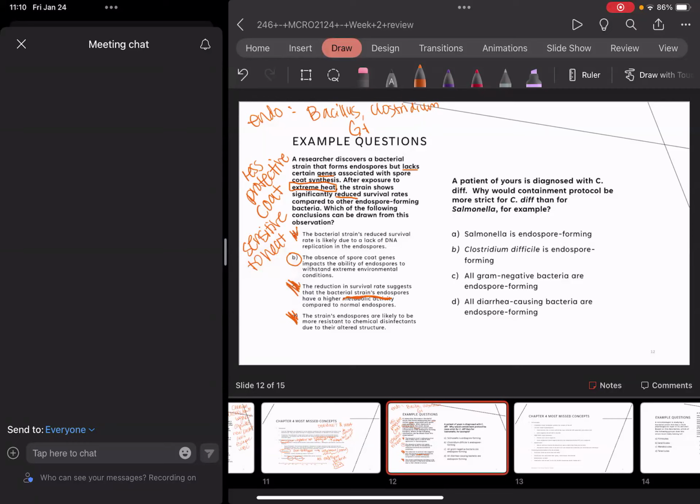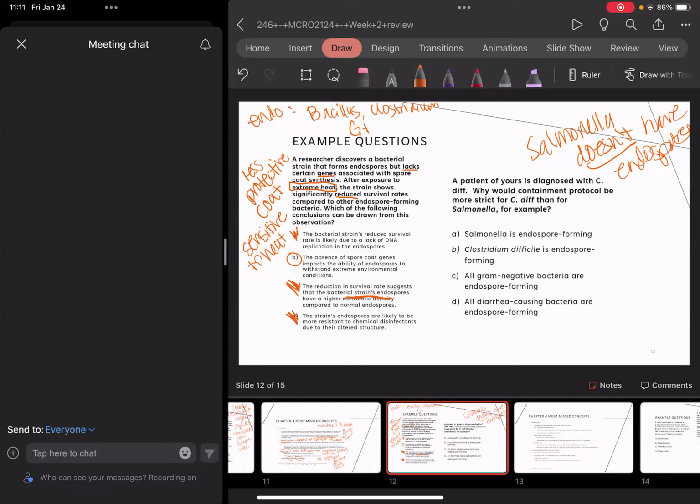All right, our next question. A patient of yours is diagnosed with C. diff, Clostridium difficile. Why would containment protocol be more strict for C. diff than for Salmonella? So we already know endospores, your Bacillus or your Clostridium. So does Salmonella have endospores? It does not. We know that automatically because it's not called Bacillus or Clostridium, compared to Clostridium difficile, which does have endospores.